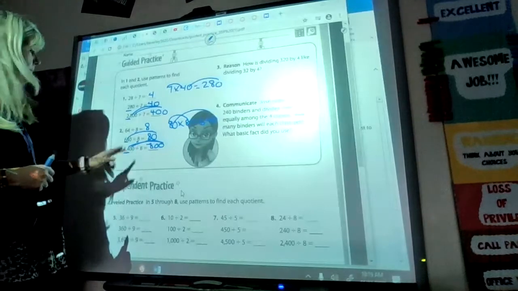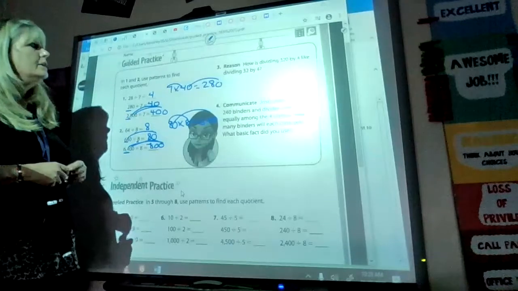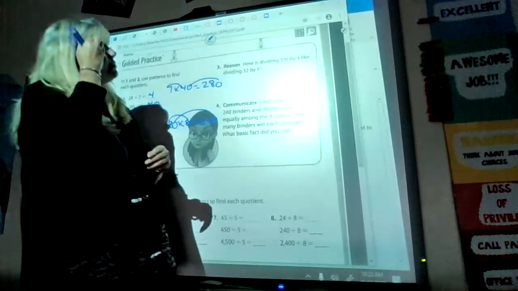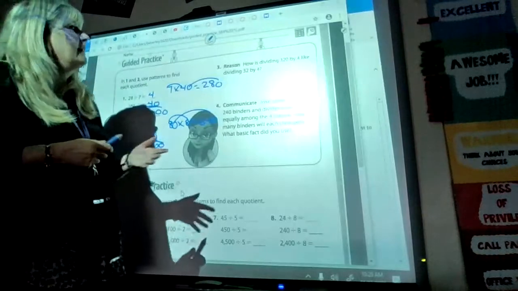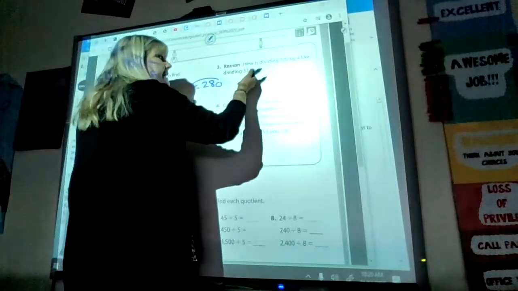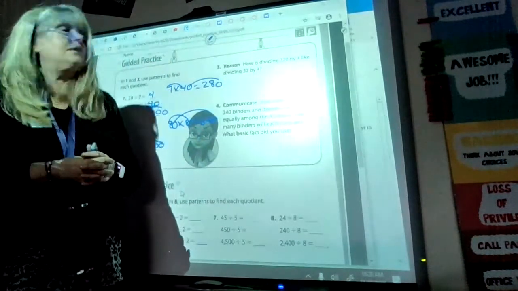6,400 is your dividend, 8 is your divisor, 800 is your quotient. So let's look at number 3. How is dividing 320 by 4 like dividing 32 by 4? Well, you've taken 32 and you've moved it just one place over on the place value chart.